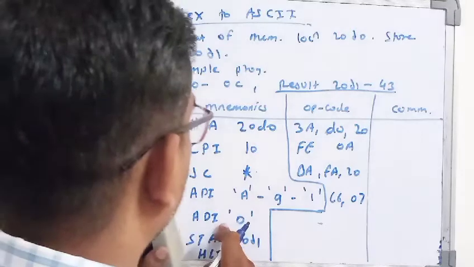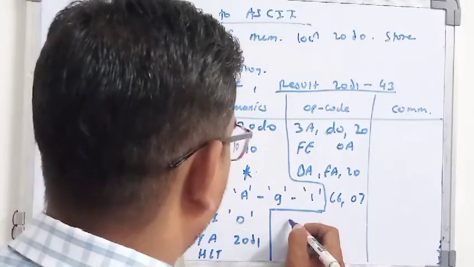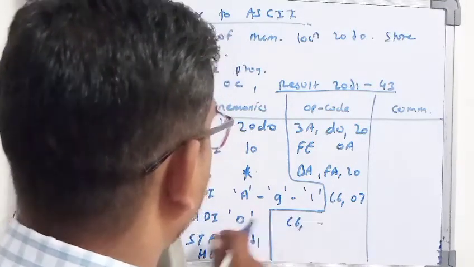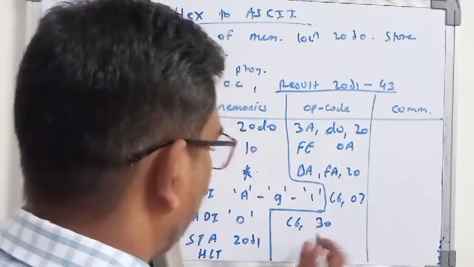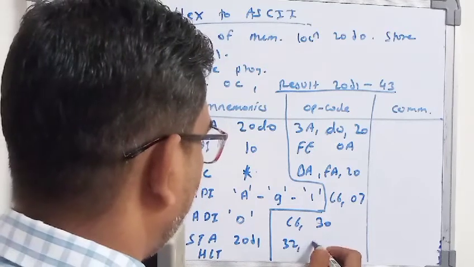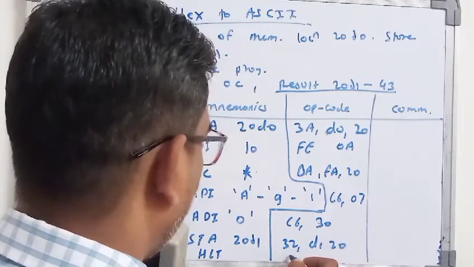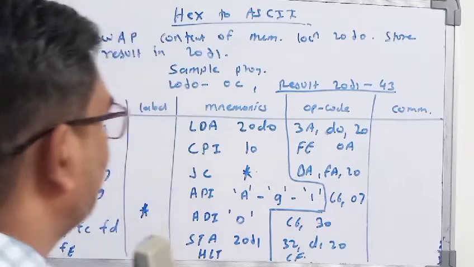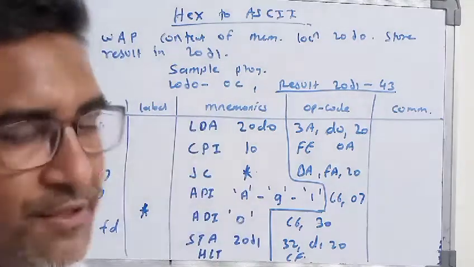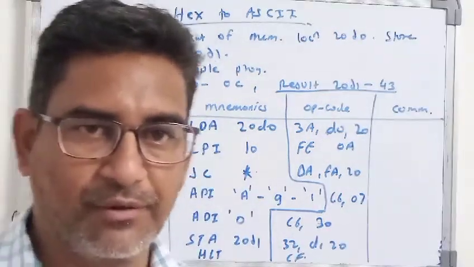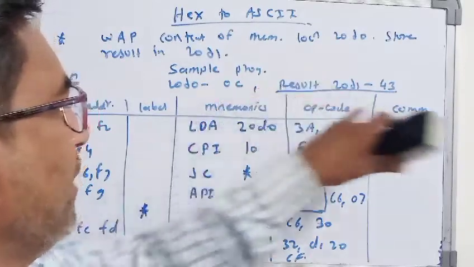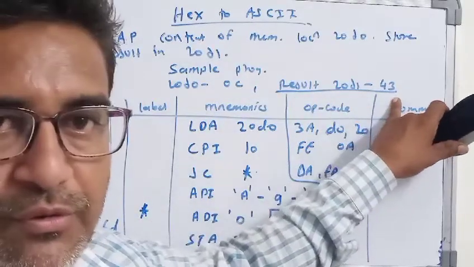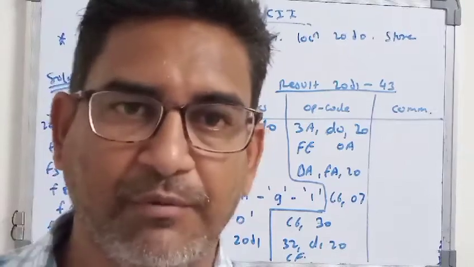Then ADI O, ADI again you will be getting C6 with this O, it is 30, up to 30 numbers will be gotten, and then 32, D1, 20 and CF. So this is the program for conversion of the hexadecimal to ASCII number. Okay, students, we will perform this in an Anshuman kit so that you may be able to understand how this conversion works and how the result is stored. Okay, let's go for performing the program.